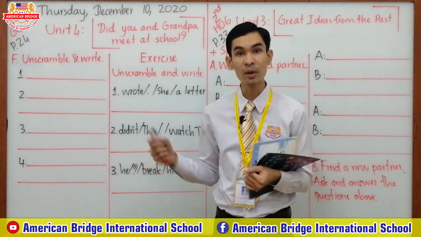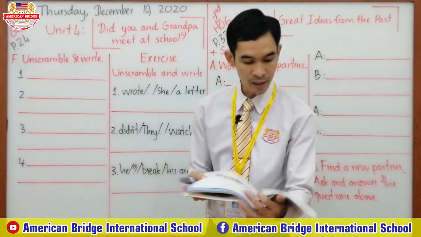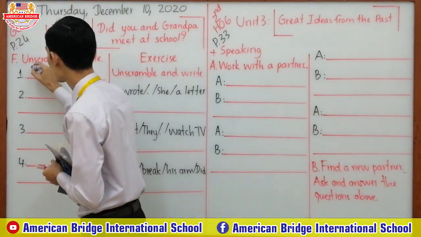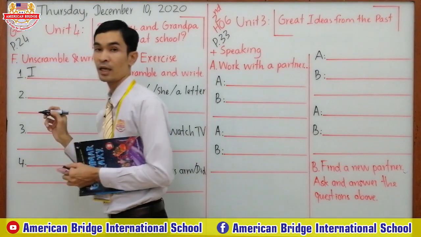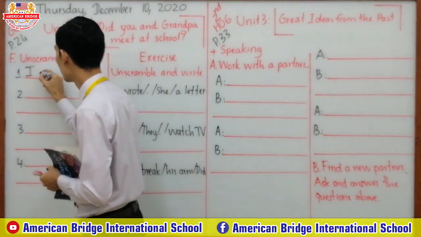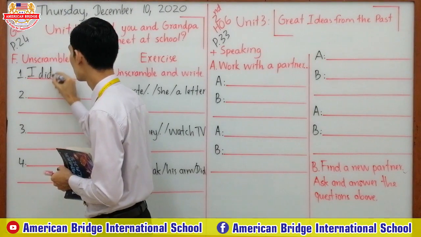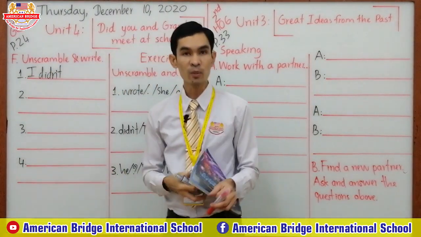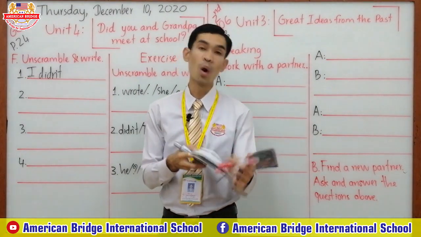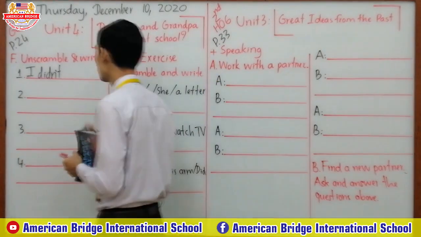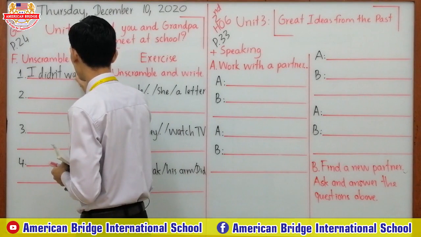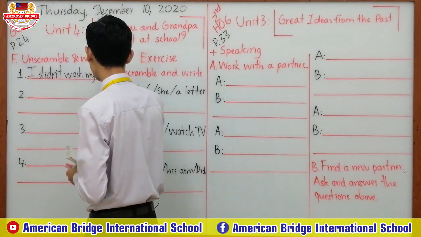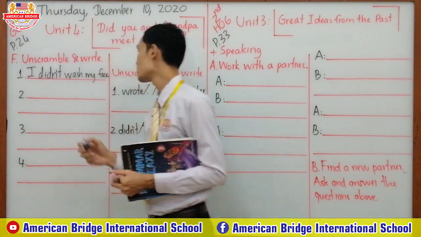Subject plus didn't plus verb, right? Okay, so where is the subject? Okay, it must be I. Okay, and after that plus didn't. After didn't we use a verb, right? Where is the verb, everyone? Wash. Okay, wash. And the last words must be my face. I didn't wash my face. Full stop.